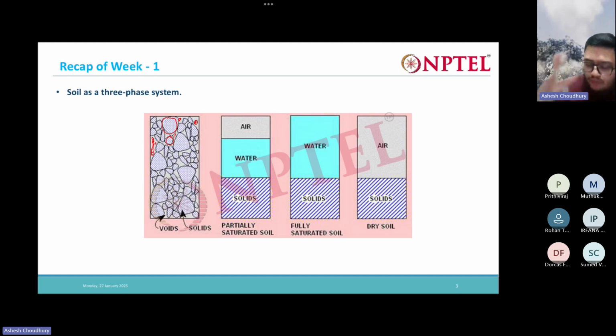Now if all the voids in the soil mass are filled with water, then we call the soil a fully saturated soil. And if all the voids in this soil don't have water, it just has air, then we call this a dry soil, right? No water, we call it a dry soil. And the third case is that it has some voids with water, some voids with air, then we call it a partially saturated soil.